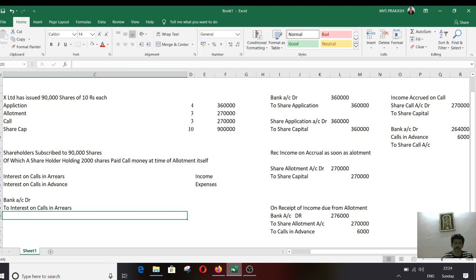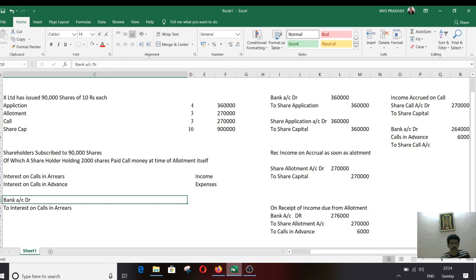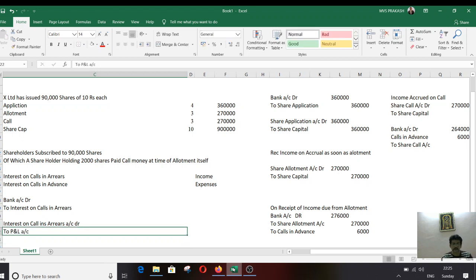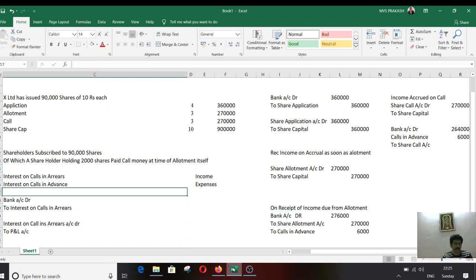Why am I crediting the interest on calls in arrears? Because all the expenses are debit, all the incomes are credit. This being an income, we are crediting it. So whatever amount you receive, I consider as bank, and I credit that to interest on calls in arrears. At the end of the financial year, I have to transfer this to the profit and loss account. Interest on calls in arrears account debit to P&L account. That's it. This is nothing but for your interest on calls in arrears.